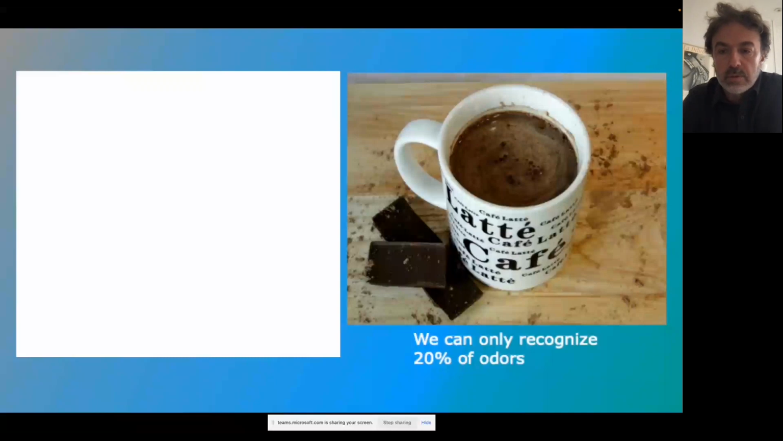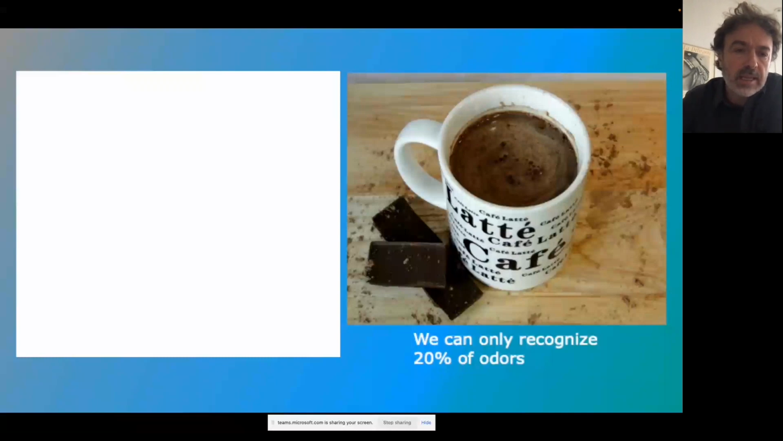assigning a descriptor to a smell. This is something that's known. And so there's this idea that language is just not very good at describing smells, and only people like Christophe Laudamiel, or other specialists, could really use a huge amount of descriptors for smell.